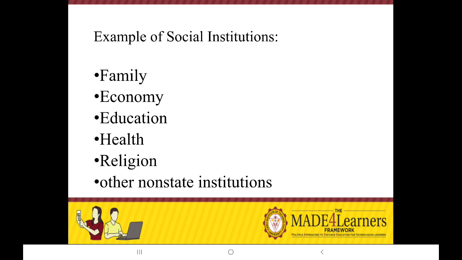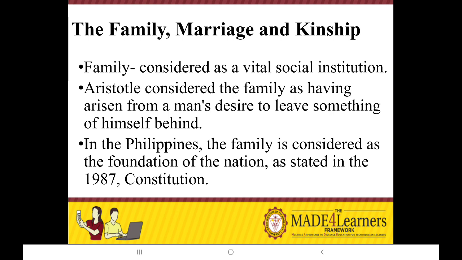So we have here examples of social institutions. We have the family, economy, education, health, religion, and other non state institutions. Let's dig deeper one by one. The family, marriage, and kinship. The family is considered a vital social institution. Aristotle considered the family as having arisen from a man's desire to leave something of himself behind.